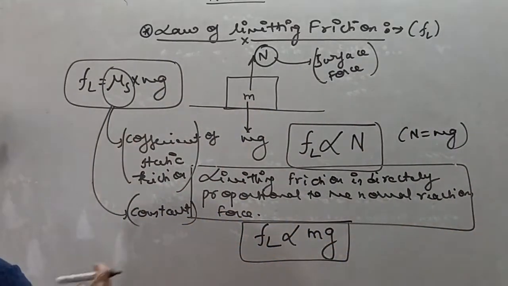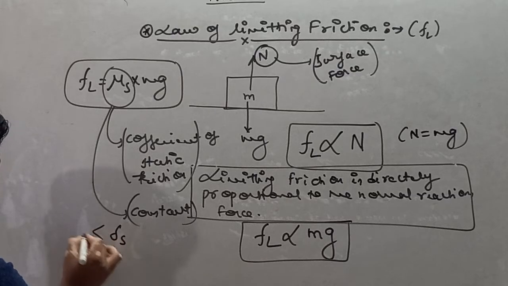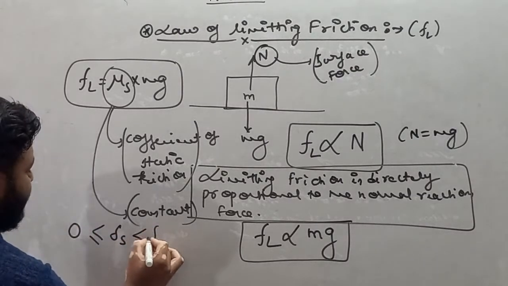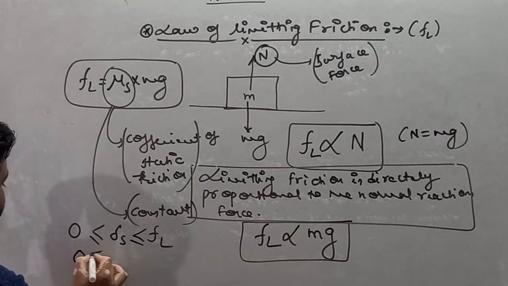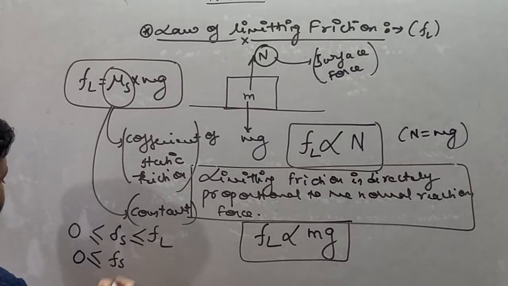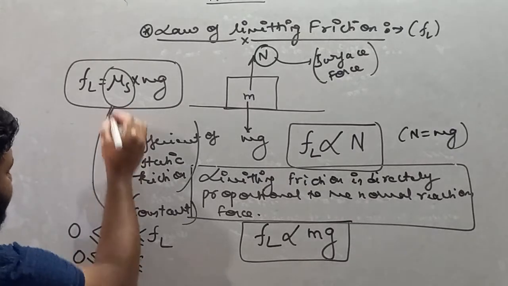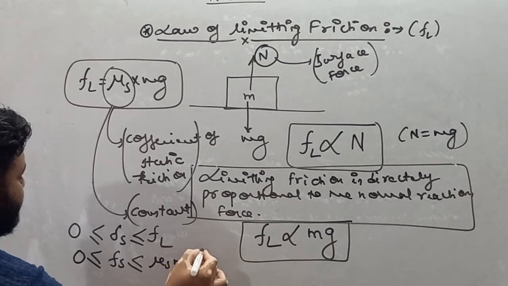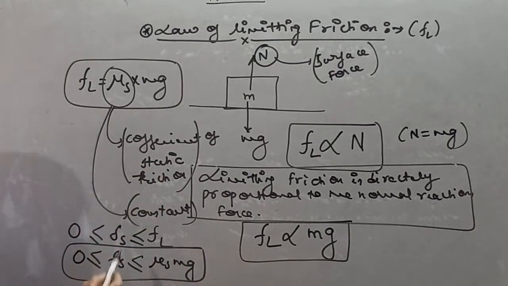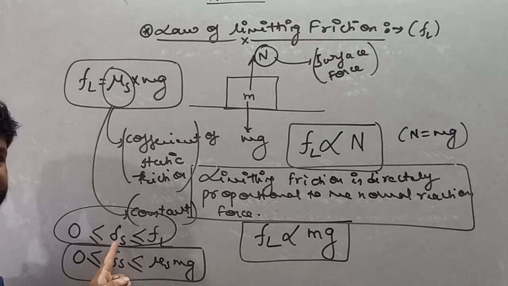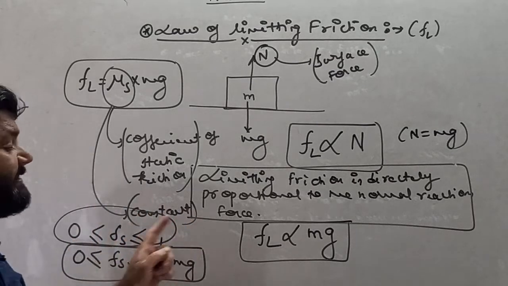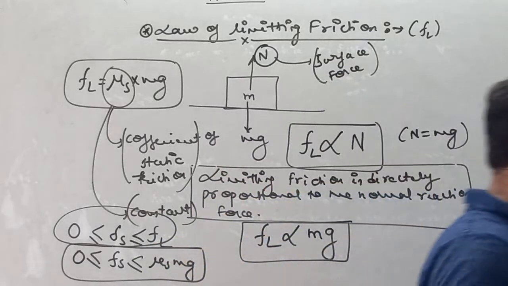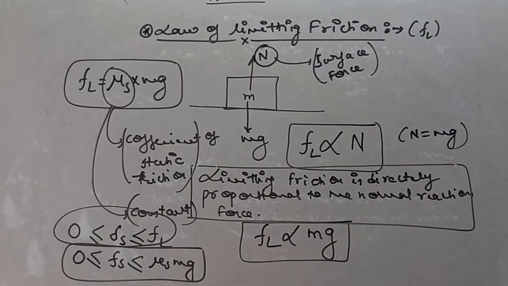Now we know that the value of static friction is greater than or equal to 0 and less than or equal to FL. So instead of FL we can write mu s into mg. So 0 is less than or equal to Fs, which is less than or equal to mu s into mg. So this is one more example, my dear student. See, you must understand this inequality equation. What I am writing here is that static friction is 0 if the applied force is 0, but its value is never greater than limiting friction, because we know that the maximum value of static friction is called limiting friction.